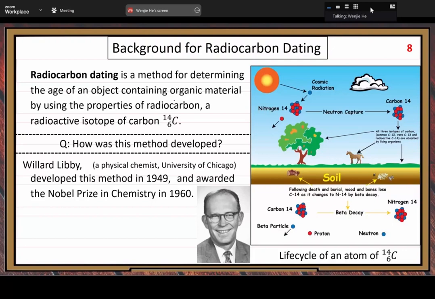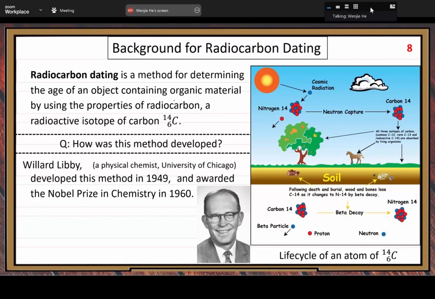So if we can accurately measure the percentage of carbon-14, then apply our decay model equation, we can estimate how long that organism was dead. Half-life, right? Remember those things. That's the idea. Okay? All right.